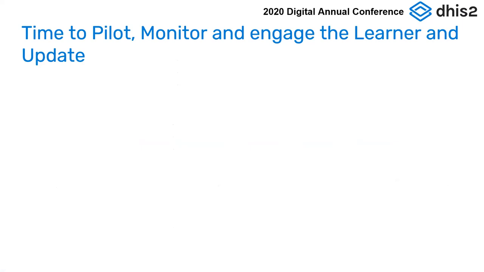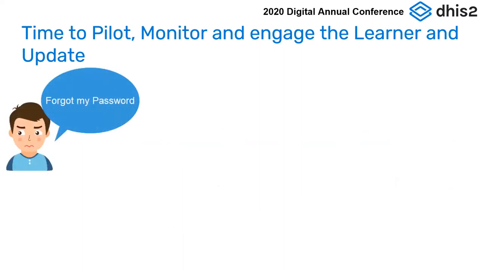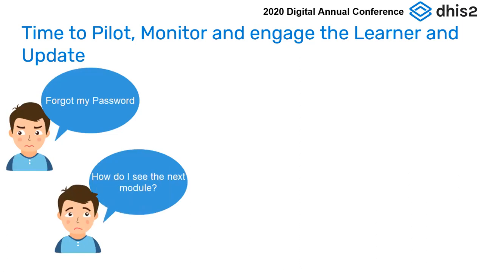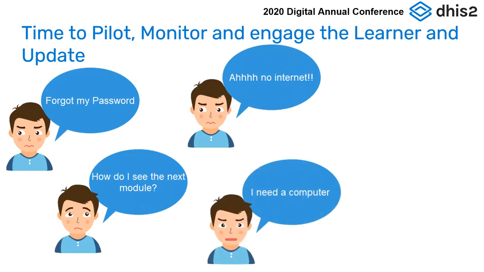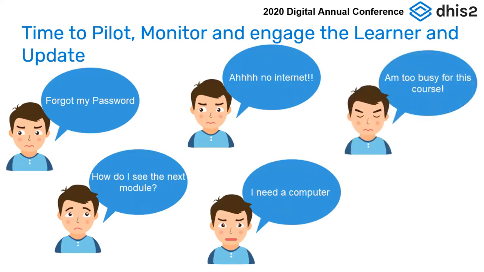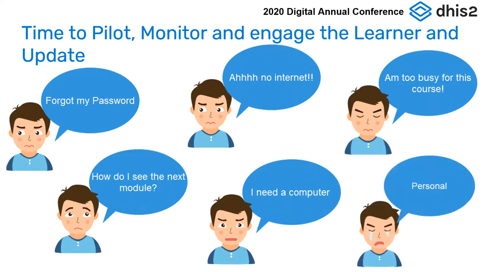While monitoring our learners, we have determined what our learners' key challenges are, and some challenges are causing them to drop off. We have developed ways to deal with them. Challenges like forgotten passwords, or they can't see the next module as they have not completed an activity. We do have a FAQ in place in the course, but of course, the learners do not read this. Our other common challenges are intermittent internet, no access to a laptop. Sadly, our courses are not optimized to use on a cell phone. Work commitments and personal problems like illness, death in the family, birth of a child.